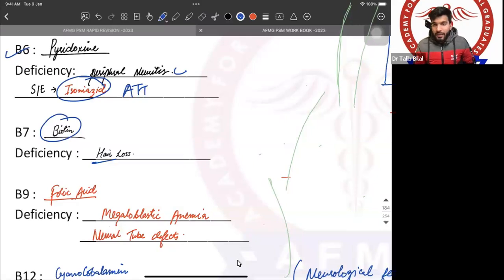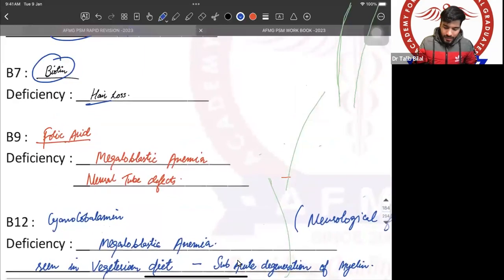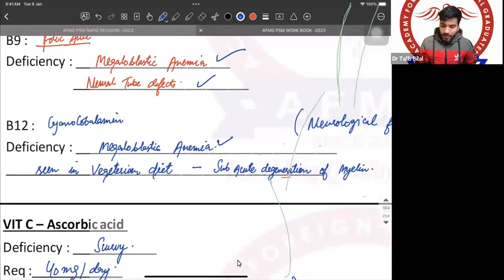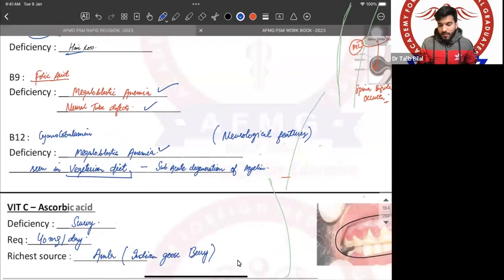Then alopecia areata, you have patchy hair loss with the exclamation mark sign. What will be your drug of choice, guys? Minoxidil, 2% in females and 5% in males. Along with that, we give 5-alpha reductase inhibitors. What are the drugs? Finasteride, right? That is in hair loss. Then folic acid, I've already discussed megaloblastic anemia, neural tube defects. B12 also causes megaloblastic anemia, and it's mainly found in a vegetarian diet. Okay, so neurological features will be associated.